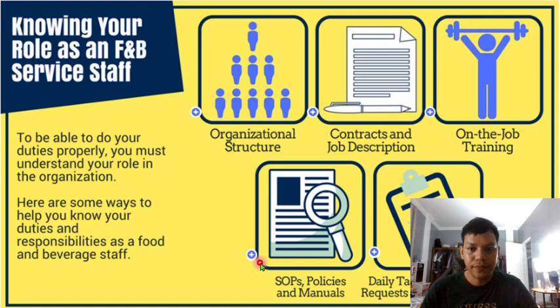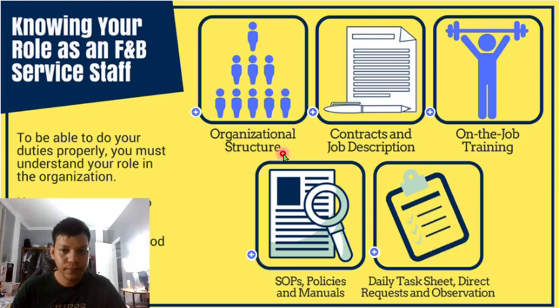So first is the organizational structure. This refers to how the members are situated in an organization. The organizational structure will not only help you find your place in an organization, but will also help you identify the chain of command and how the authority flows in an establishment.